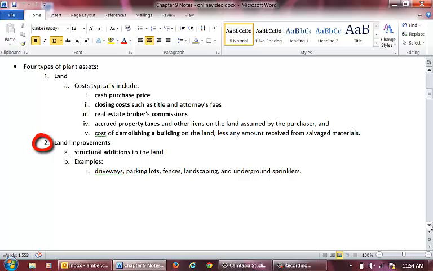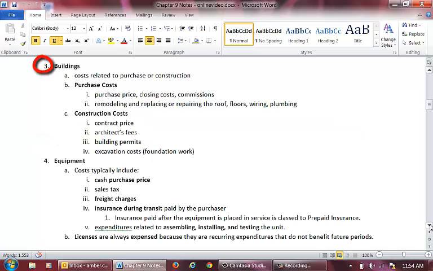The second plant asset is land improvements, which are structural additions to the land. Land improvements include driveways, parking lots, fences, landscaping, and underground sprinklers. The third plant asset is buildings. If a company purchases a building, the cost may include the purchase price, closing costs, commissions, and any cost incurred related to remodeling or renovating the building. If a company constructs a building, the cost may include the contract price, architect fees, permits, and excavation cost, which are costs incurred for the foundation of the building, including dirt work.